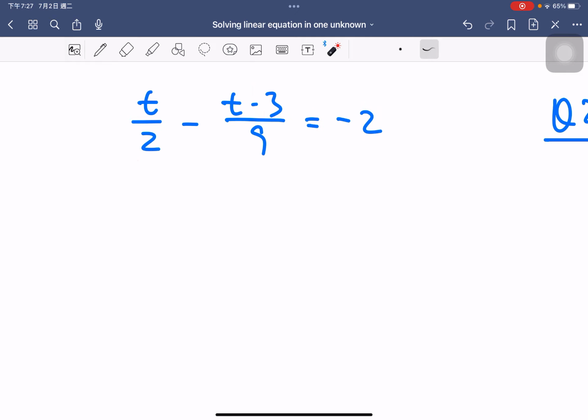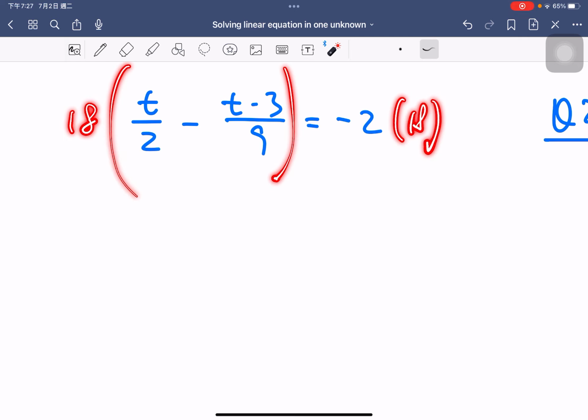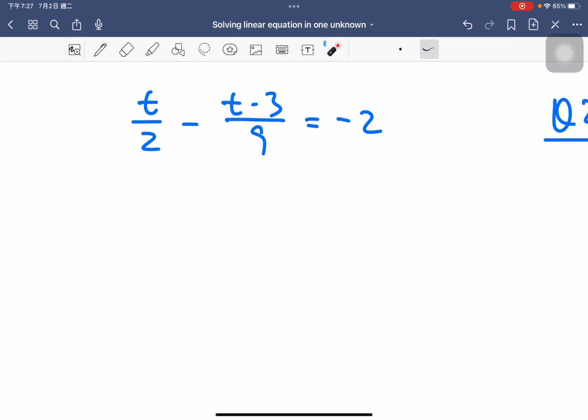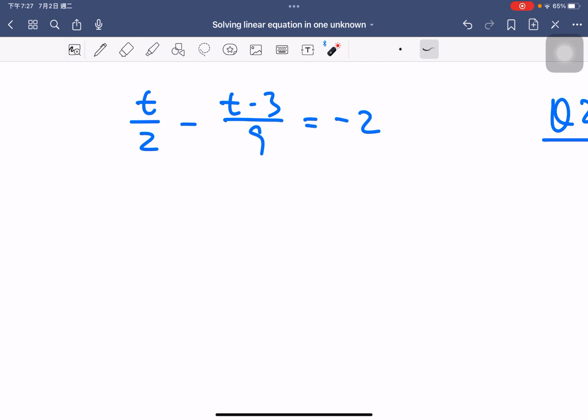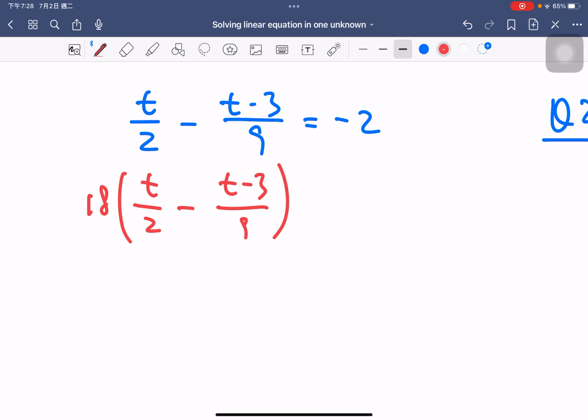Some of the students only times 18 on the left hand side but forgot to times 18 on the right hand side as well, because we always need to make the equation balanced, which means we need to times the 18 to both sides. So again, why do we need to times 18? The easiest way is just to times these two denominators together, and then you can get a correct answer. So now I times the 18 to both sides. Similarly for the right hand side, we times the 18. When you have an 18 outside the bracket, we need to expand it by timesing the 18 to both of them. Remember, this is a fraction.